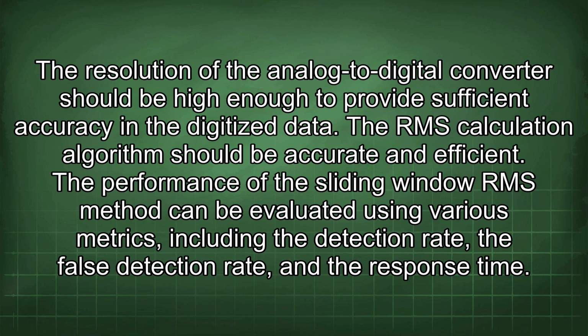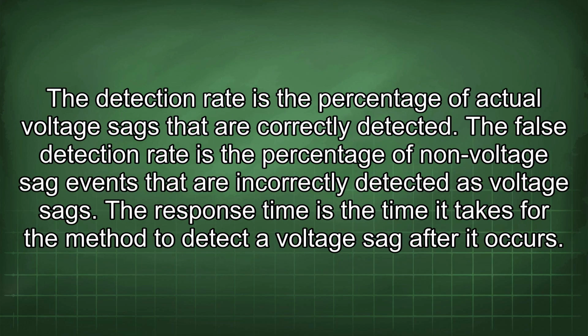The performance of the sliding window RMS method can be evaluated using various metrics, including the detection rate, the false detection rate, and the response time. The detection rate is the percentage of actual voltage sags that are correctly detected. False detection rate is the percentage of non-voltage sag events that are incorrectly detected as voltage sags. The response time is the time it takes for the method to detect a voltage sag after it occurs.